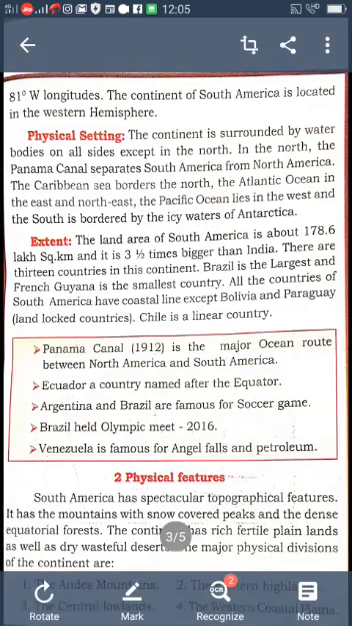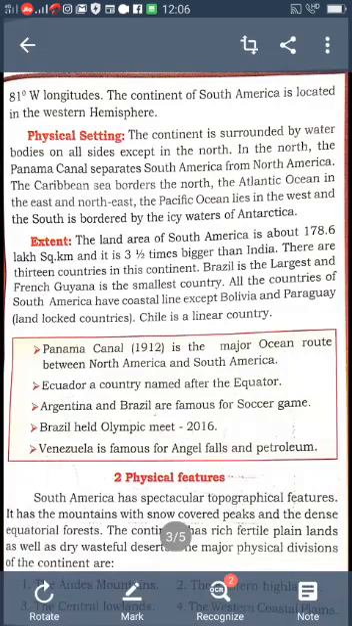Next, extent. What is the extent of South America? It is 178.6 lakh square kilometers, and it is about 3.5 times bigger than India. Understood? In area it is 3 to 4 times bigger than India. There are 13 countries in this continent.